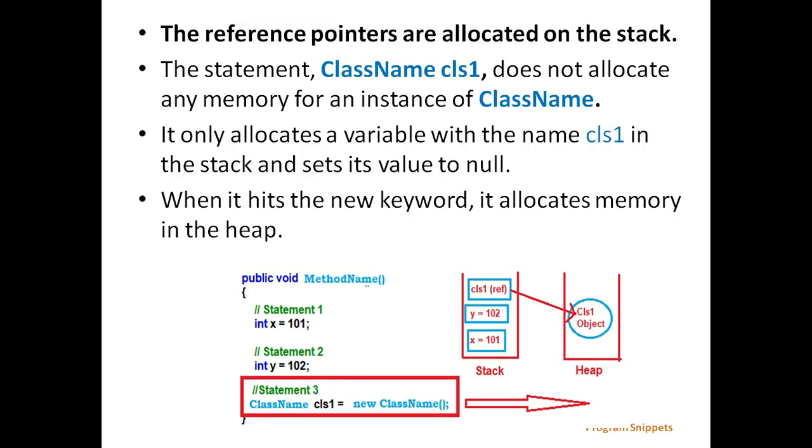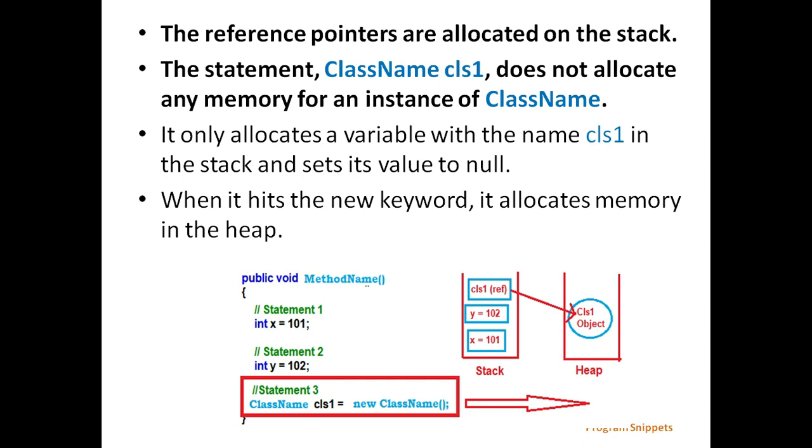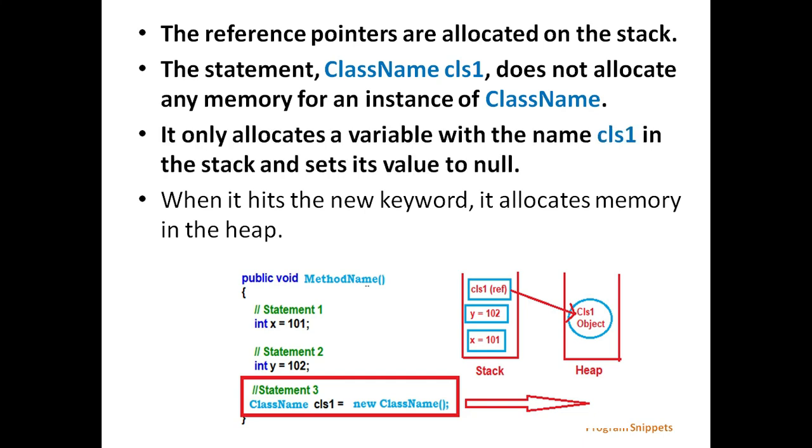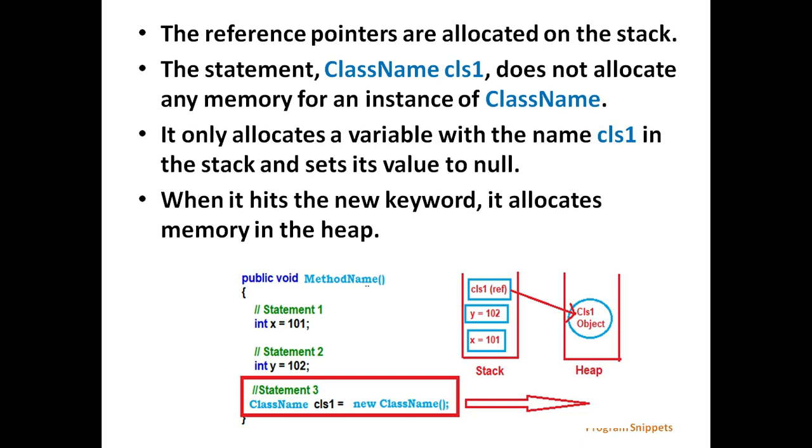The reference pointers are allocated on the stack. The statement ClassName cls1 does not allocate any memory for an instance of ClassName. It only allocates a variable with the name cls1 in the stack and sets its value to null. And when it hits the new keyword, it allocates memory in the heap.